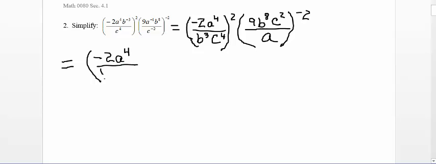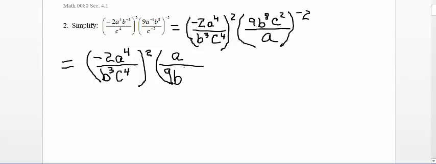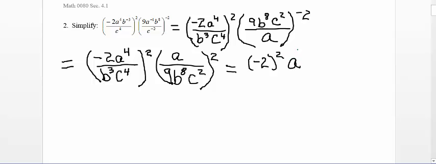So I'm going to recopy the first parenthesized expression, and now I'm going to deal with this outer exponent on the second expression by inverting the fraction. So when a negative exponent is applied to a fraction, invert the fraction and change the sign of the exponent. And one thing you want to be careful of on these problems is not to try to do too much at once. That's how most people make mistakes.